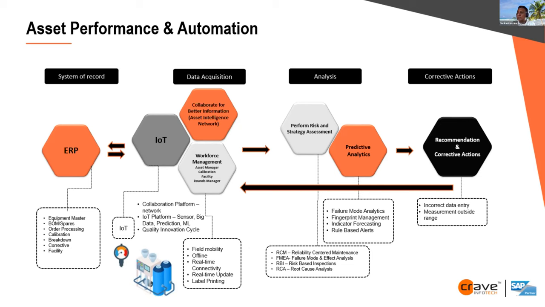The second one is workforce management. That's the mobility: collect the information at the source at the time of completion of the work effectively, and provide them whatever is absolutely necessary. Another is to collaborate for better information. And that's what we are going to talk about today, that is the asset intelligence network.